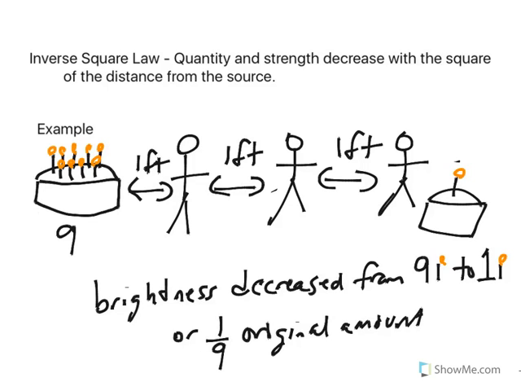So the brightness decreased from the brightness of 9 candles to the brightness of 1 candle, or now it's 1/9 the brightness of the original amount.